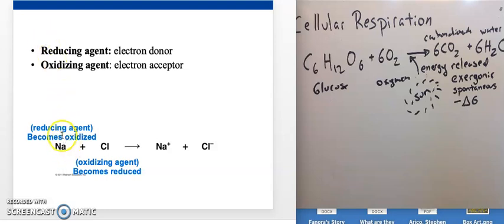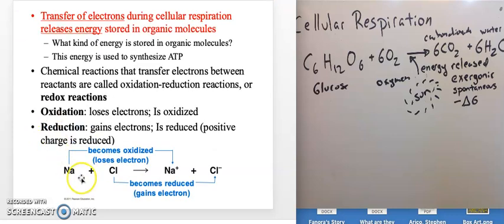So we can also describe sodium, the one that gave the electron to chlorine, that caused chlorine to be reduced, as the reducing agent. And we could describe chlorine, the one that pulled the electron from sodium, the one that caused sodium to become oxidized, as the oxidizing agent. However, I think that's just really confusing. I'm only going to use this vocabulary.